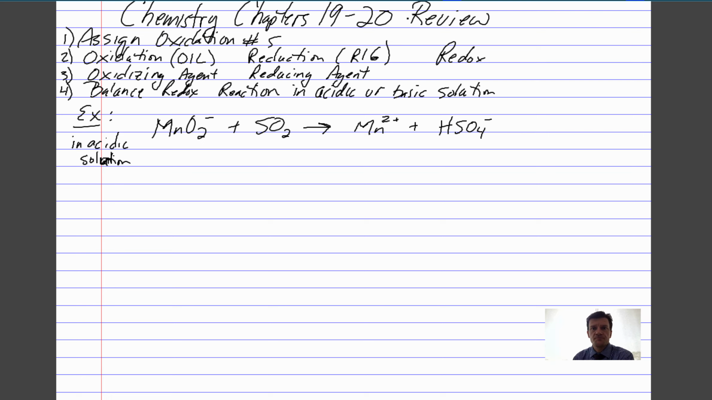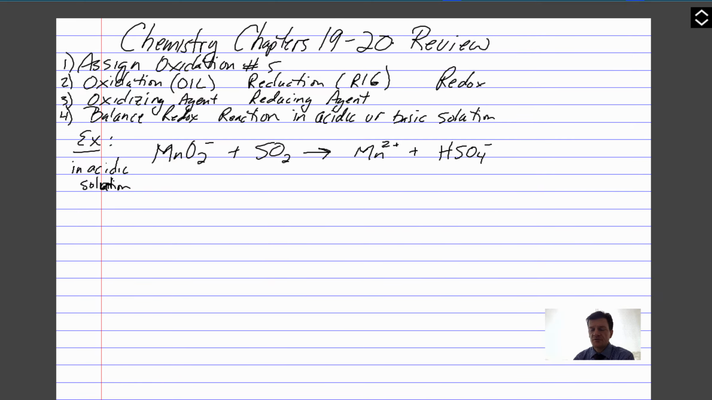In chapter 19, we spent most of our time looking at redox reactions. So if you remember, a redox reaction is kind of a two-step process. Something in the reaction is going to be oxidized, meaning it's going to lose electrons, and something else in the reaction is going to be reduced, meaning it's going to gain electrons. So you have to be able to identify oxidation and reduction.